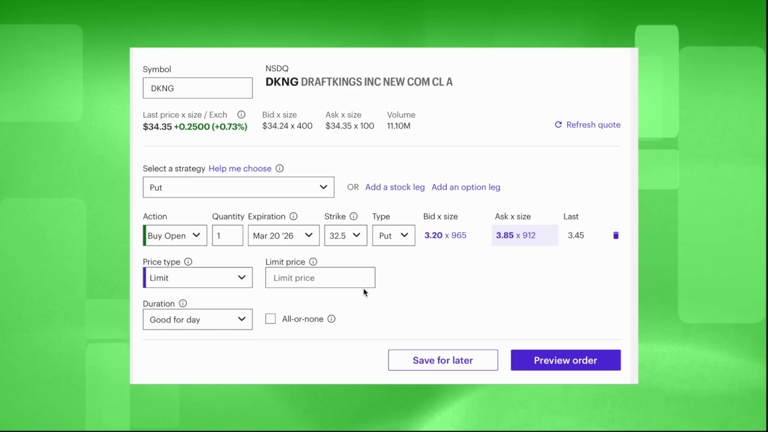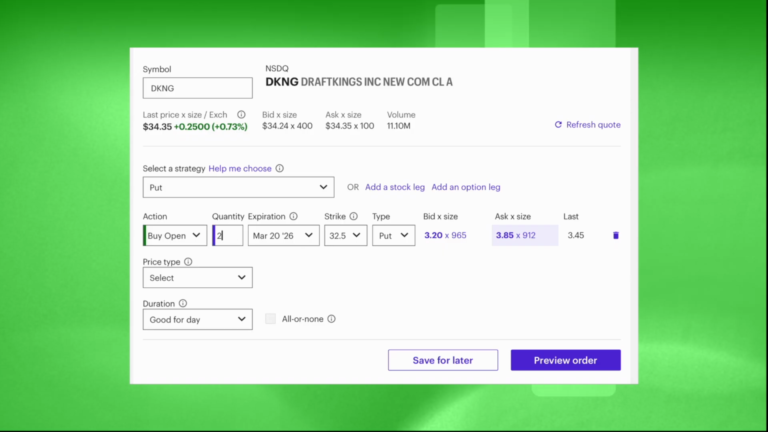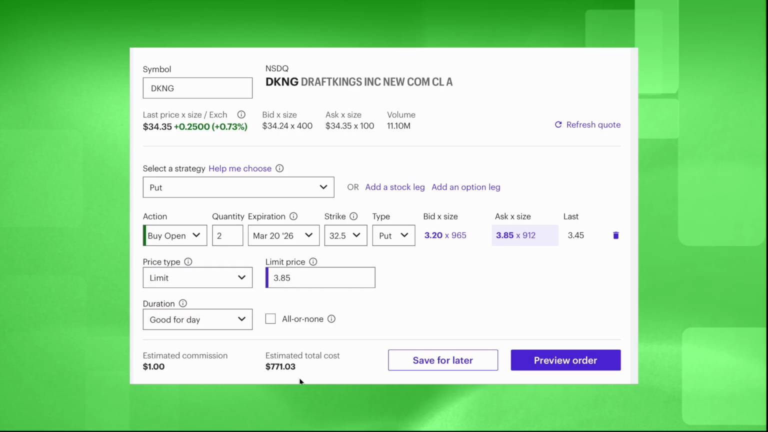It's a limit price because we do not want to pay more than the asking price. And the asking price in this case is $3.85. So $3.85 times 100 equals $385.52 for one contract that is worth 100 shares at the expiration date, which is March 20th, 2026. If we wanted 2, we would put 2 and click limit again and enter 385, and we see that it's $771.03. If you want 3, you enter 3. If you want 10, you enter 10, and so forth and so forth. Then we click all or none.